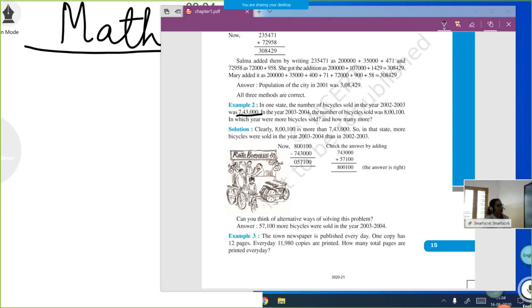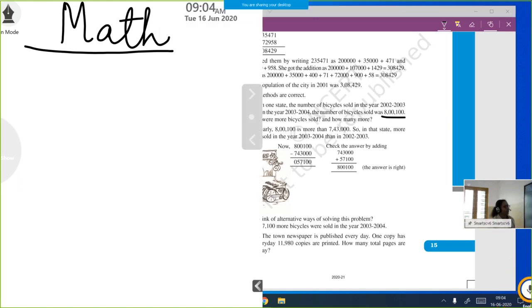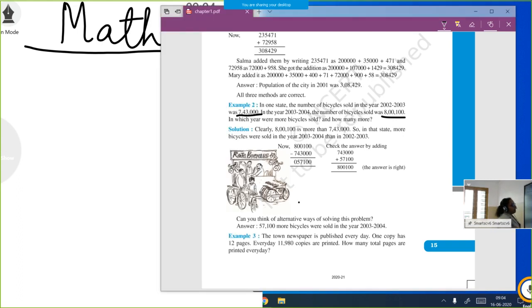In the year 2003-2004, the number of bicycles sold was 8,100,000. Okay? Then in which year were more bicycles sold and how many more? That is a question.